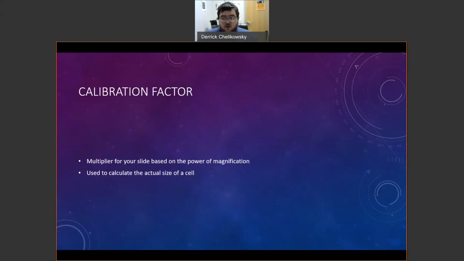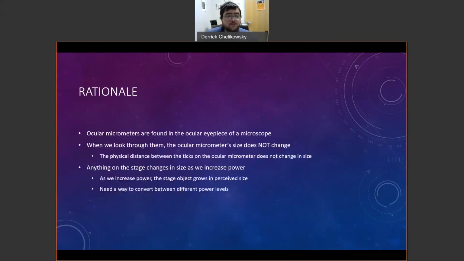That means that when we're going through all of our sizes, we need a way to be able to calculate the actual size of the organism so that we can compare size of the organism across different microscopes and different objective powers. And this is what I just said, just in text form.